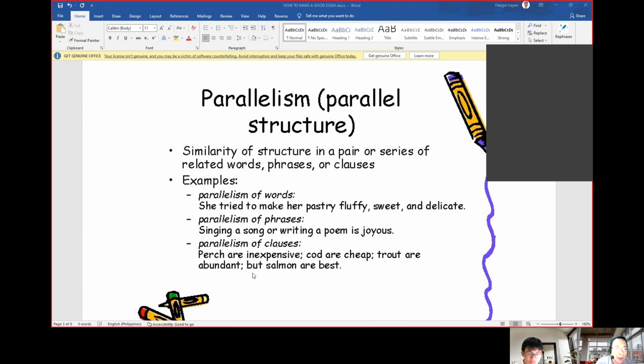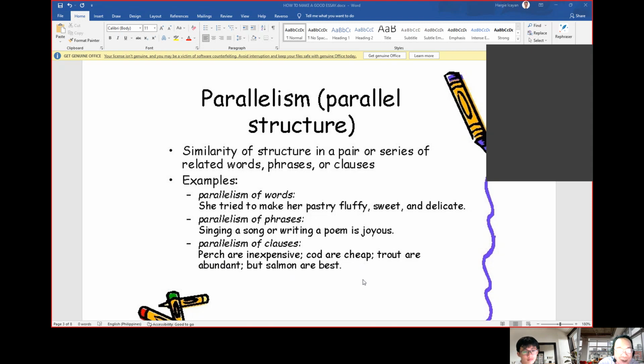Okay, next. When I say parallelism of clauses, can you read the sentence, please? "Perch are inexpensive, cod are cheap, trout are abundant, but salmon are pests." Okay, now we do have clauses. Again, we do have a lot of phrases, right? So therefore, we call this one clauses. So when you say parallelism of clauses, let's say, for example, perch are inexpensive, cod are cheap, trout are abundant, but salmon are pests.